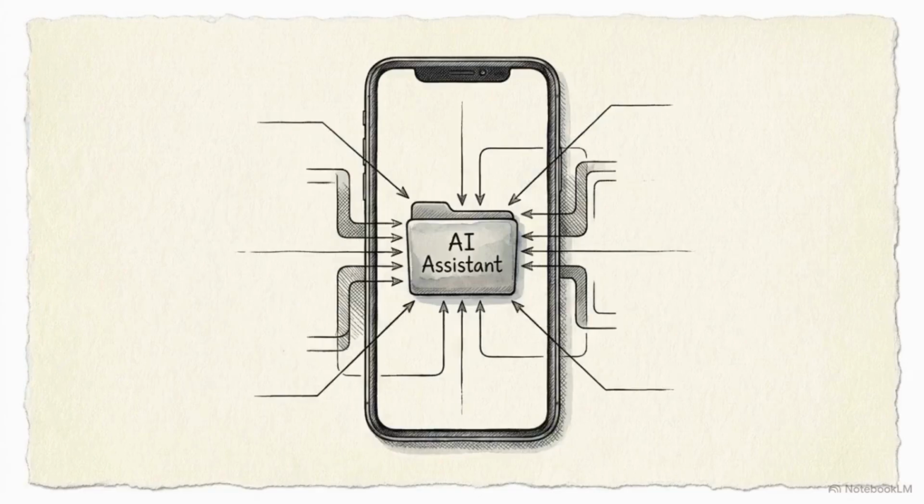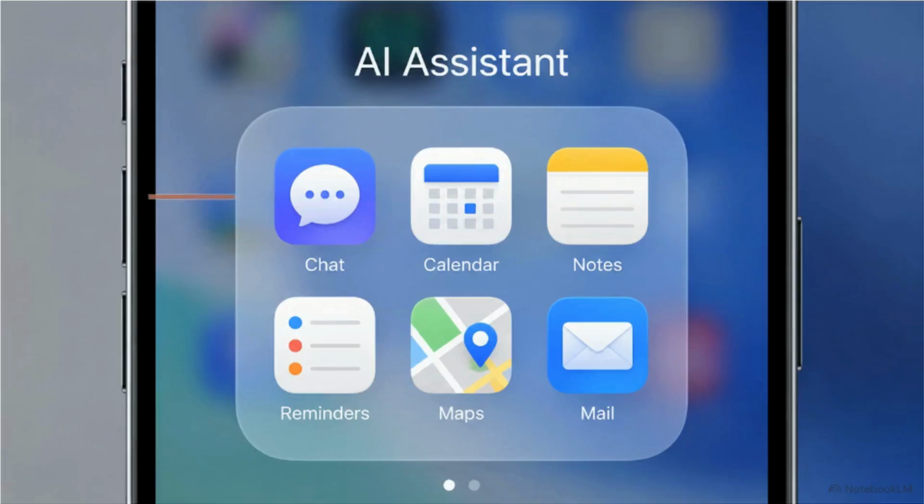Step 1 is clearing the clutter on your home screen. Create a dedicated folder named AI Assistant. Move your primary AI app into this folder, right alongside your native calendar, notes, and mail applications.